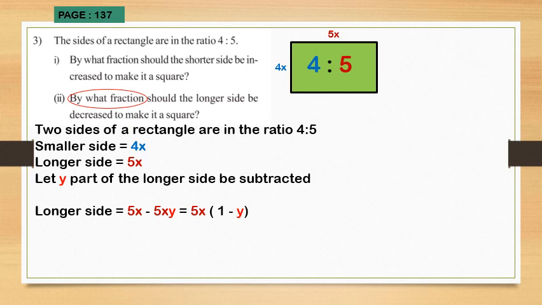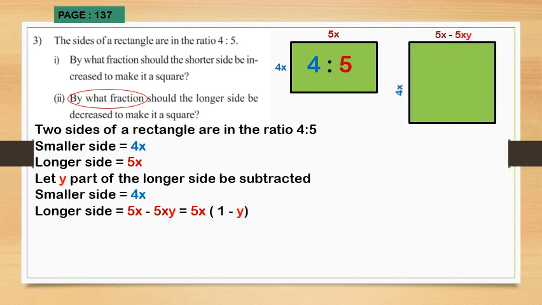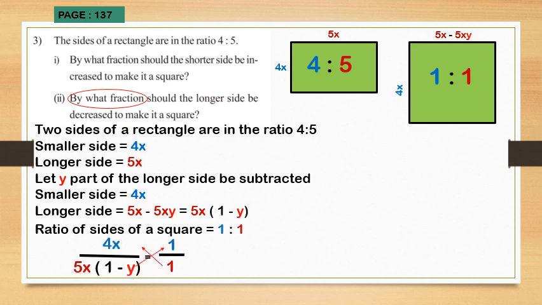There is no change in shorter side. So which is equal to 4x. And it makes a square. We know sides of a square are equal in length. So the ratio of sides of a square equal to 1:1. So let us write this relation in the form of fraction. That is 4x divided by 5x into (1 minus y) equal to 1 divided by 1.